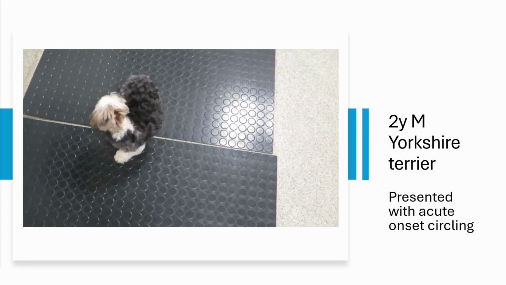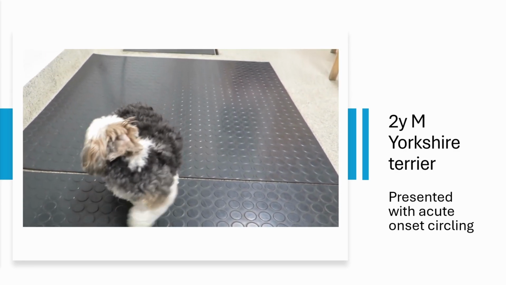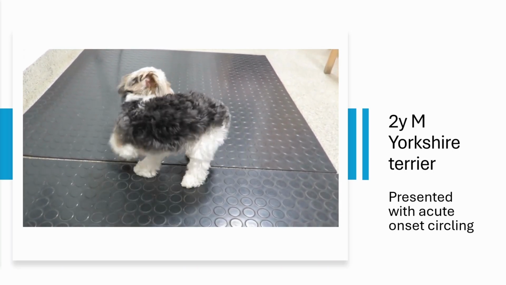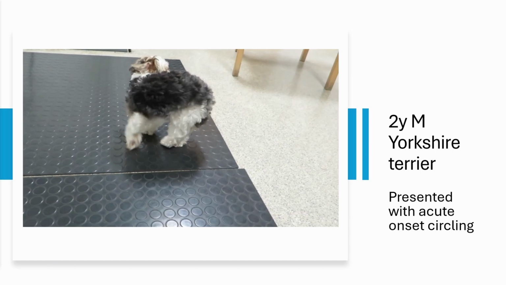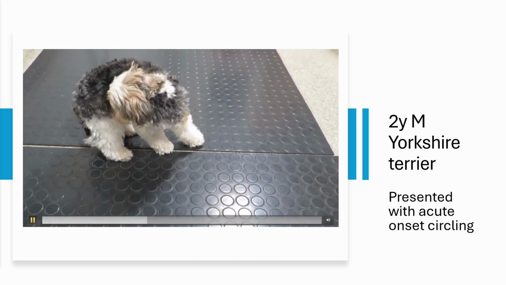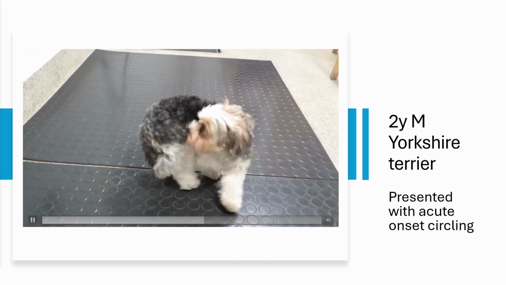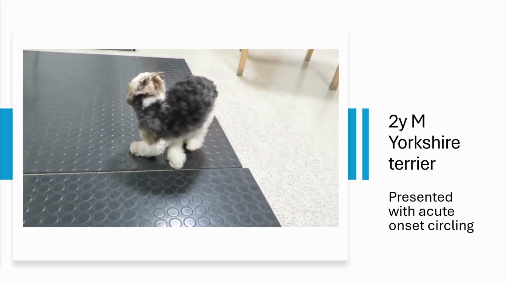So this is a 2-year-old male Yorkshire Terrier, and he was presented with acute onset circling. Now I have a whole YouTube video on circling, and we're not going to go into how to differentiate different types of circling here because it would just make far too long a session. I'm going to show you it once again, and we can see that it's a very tight circle and that he's walking with pretty good coordination really, despite that tight circle.